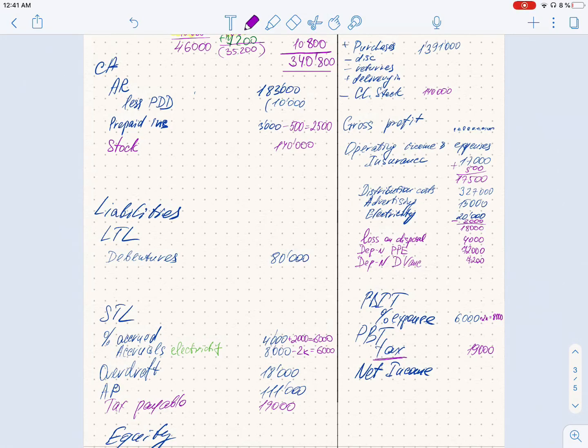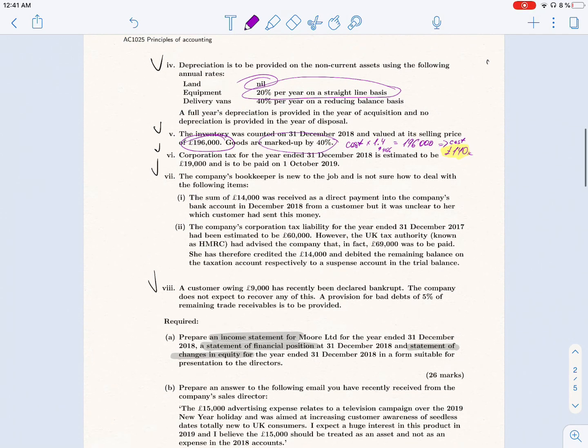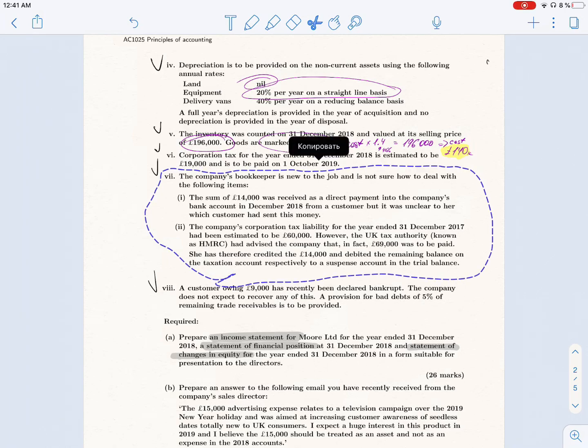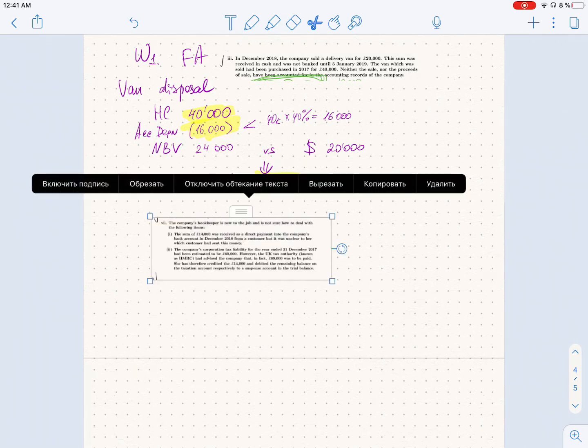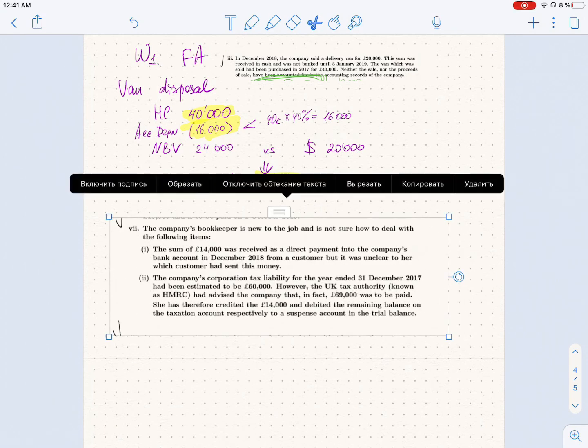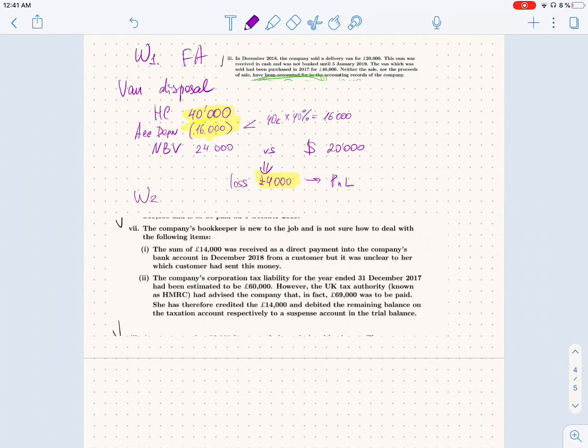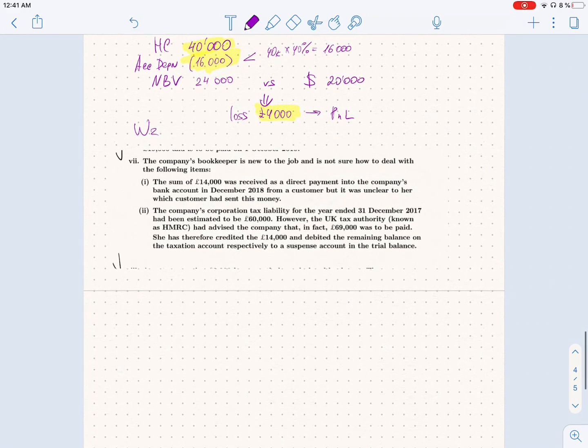So let's create a new workings for the point number 7. I will copy the wording and move it down. It would be workings number 2. How to deal with that? In the trial balance, we can see the suspense account with the credit balance of 5,000. So if we draw a T account, suspense account, which should be cleaned up, so the final balance should be 0, we'll start with 5,000 here. Debit is on the left, credit is on the right.